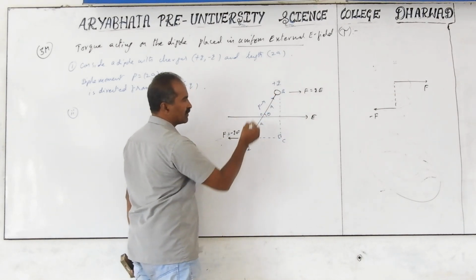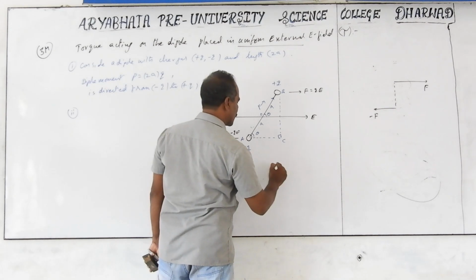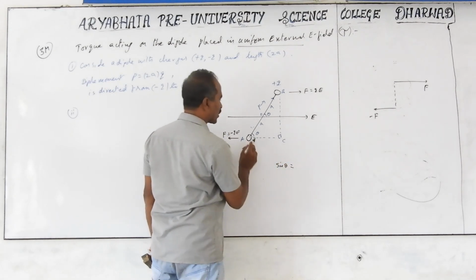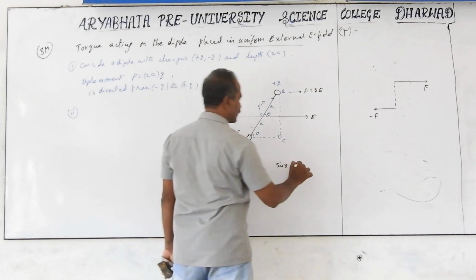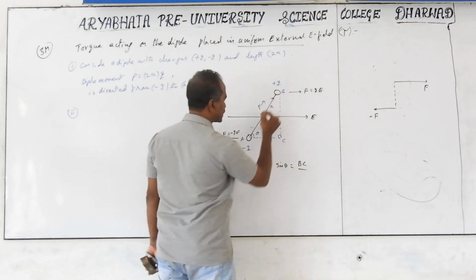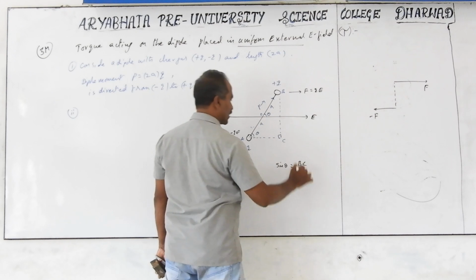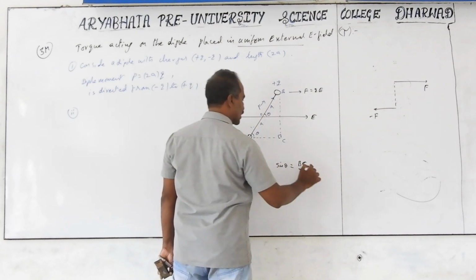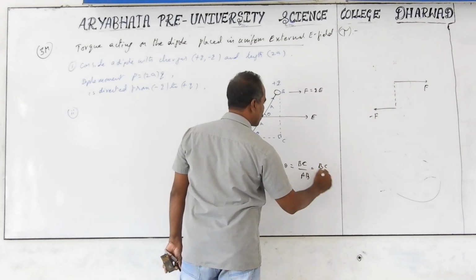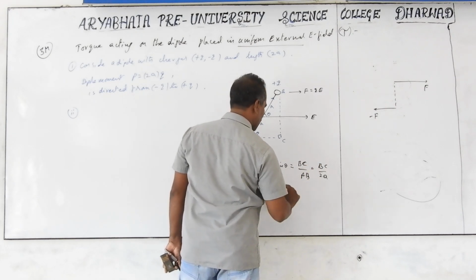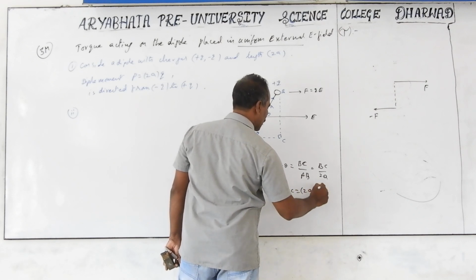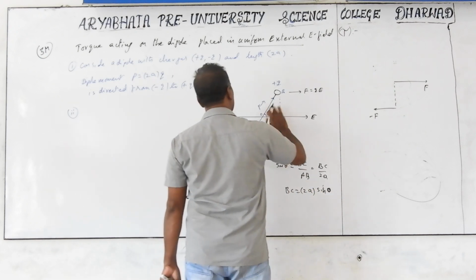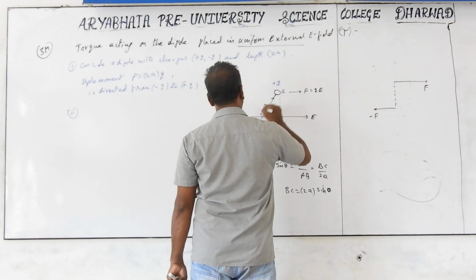From this right angle triangle, sin theta is equal to the opposite side BC by the hypotenuse, and the hypotenuse is AB. What is AB? AB is the length of the dipole, that is 2a, a and a. So sin theta equals BC by 2a. Therefore BC, the perpendicular distance, is equal to 2a sin theta. Clarity is not compulsory.